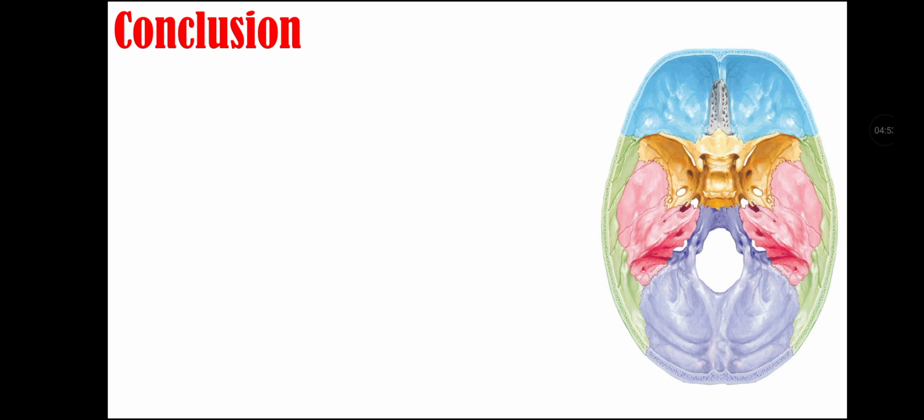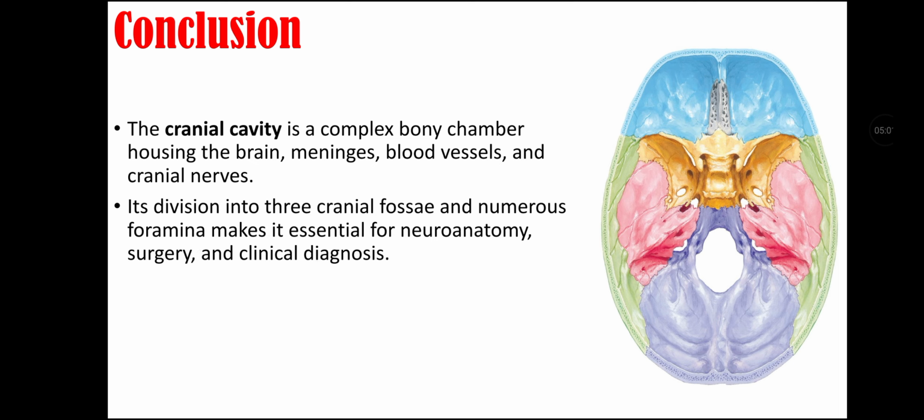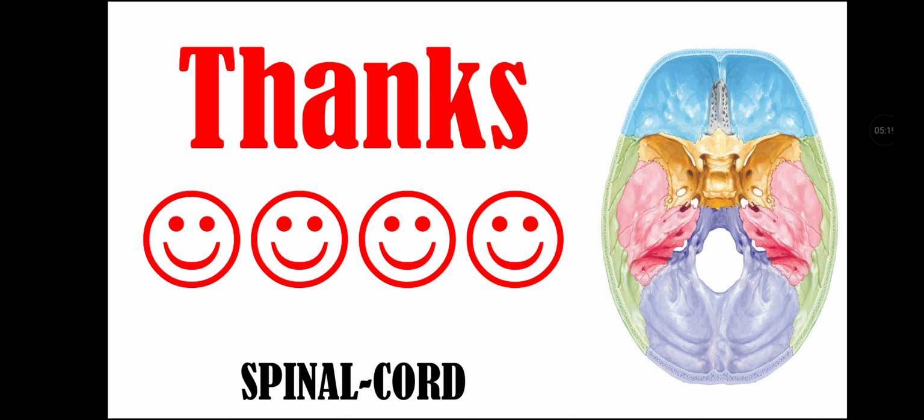Conclusion of this lecture video. Cranial cavity is a complex bony chamber housing the brain, meninges, blood vessels, and cranial nerves. Its division into three cranial fossae and numerous foramina make it essential for neuroanatomy, surgery, and clinical diagnosis. Knowledge of its structure and opening is vital for understanding both normal function and pathological conditions that affect the central nervous system. And this was all about cranial cavity.